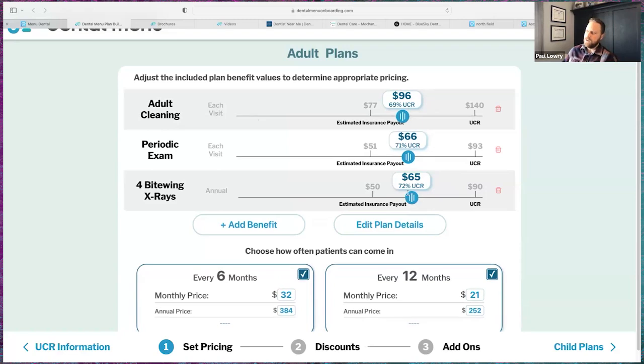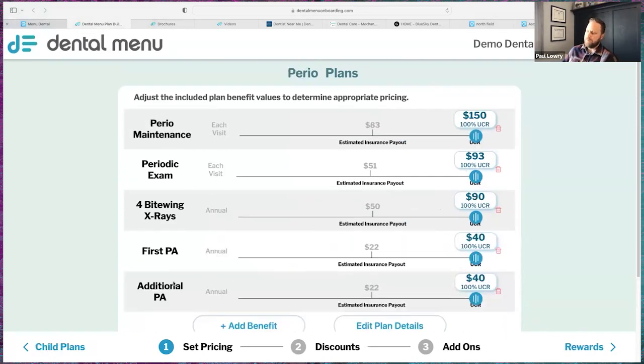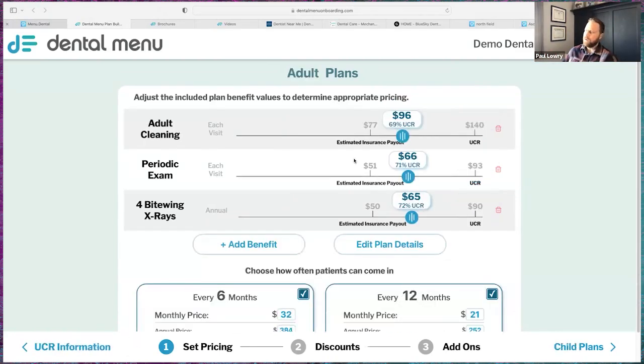You could charge this much, what you're going to actually be making. And that's a better way to price your plan. And again, this tool will go through here. If you're doing a child plan, if you're doing a perio plan with perio maintenance, if you want PAs, you can add all this kind of stuff in here, build your plans out. It'll tell you exactly what the benefits are included and what to charge and all that kind of stuff. But it's a way smarter way to look at pricing.